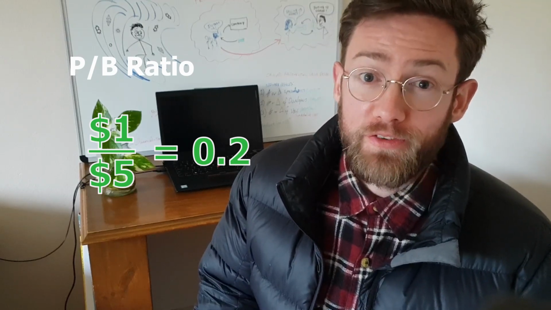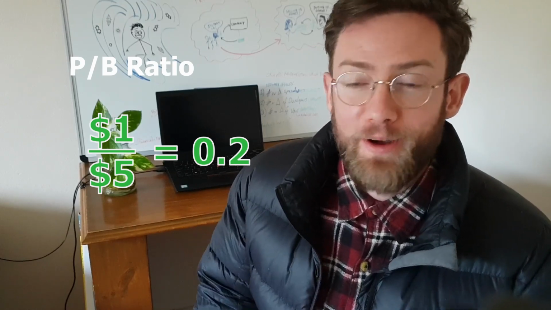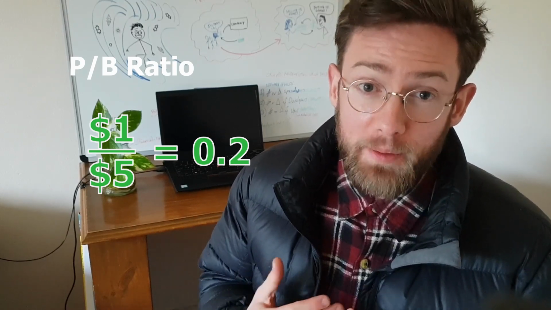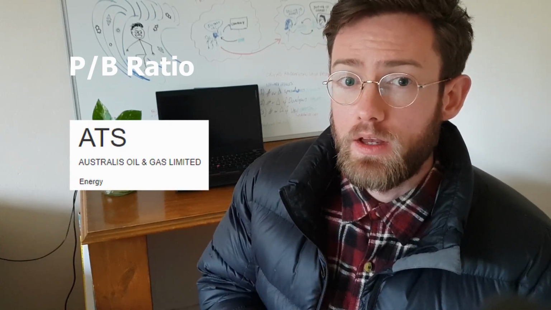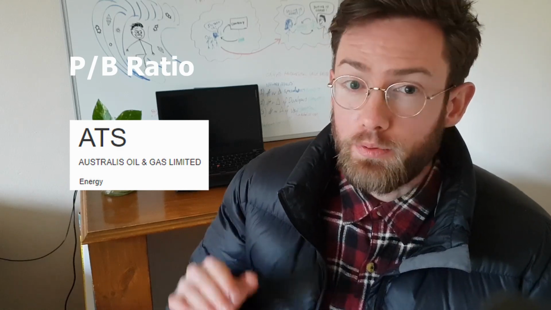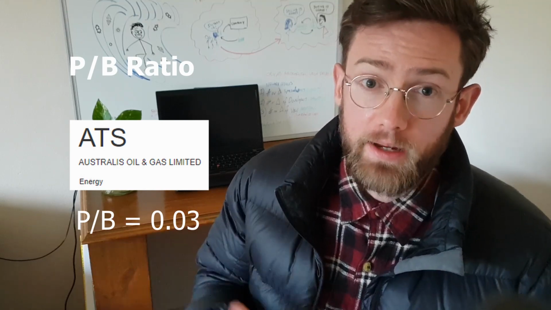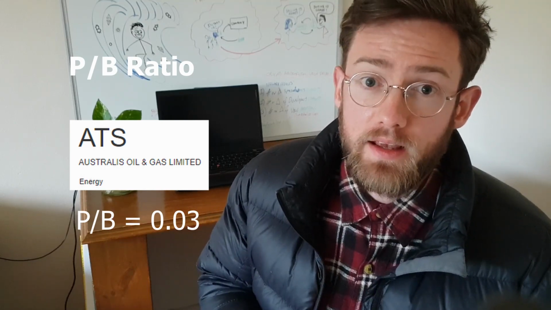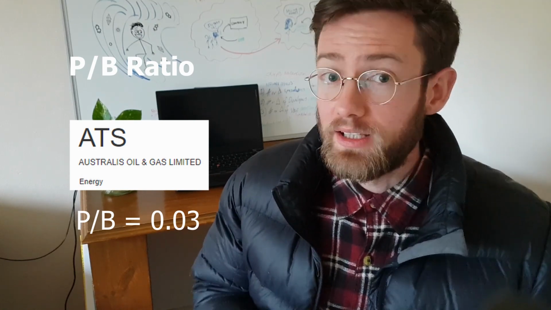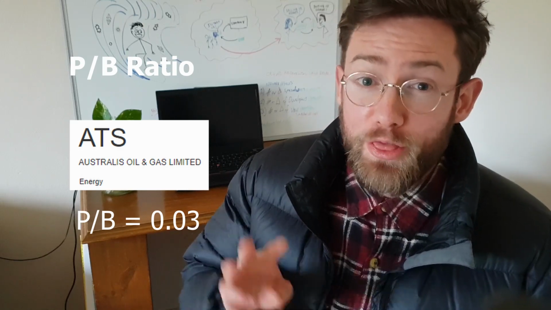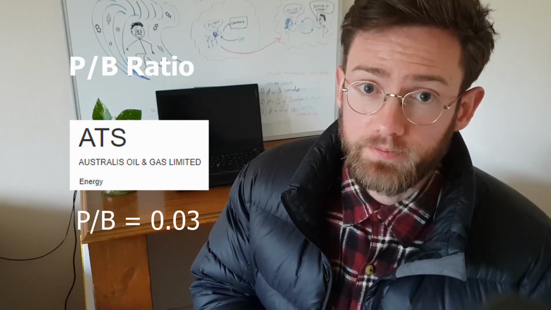One example of a stock that I bought in March that fits this criteria is ATS. So I bought ATS at a price to tangible book value of 0.03, which effectively means that at the value of the assets the company owned last year, I bought $33 worth of value for every $1 that I invested.